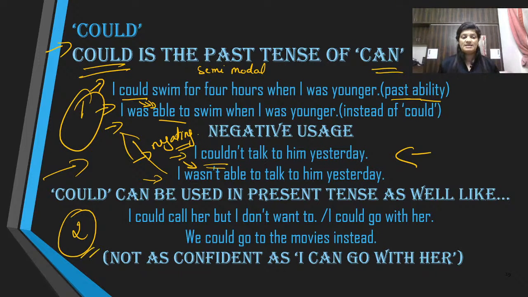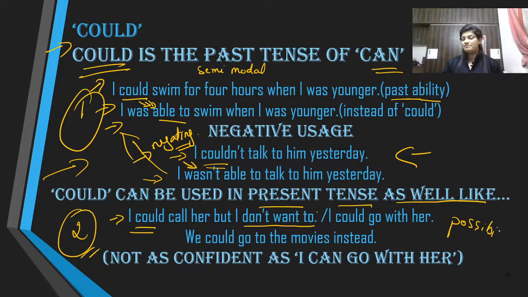Number 2: could can be used in present tense as well. How can we do that? Take a look at this example, which is on screen. I could call her, but I don't want to. I could call her. Yes, of course. Why can't I call her? I could call her, but I don't want to. Now here it is talking about a possibility. When you say I could call her, it speaks about a possibility.